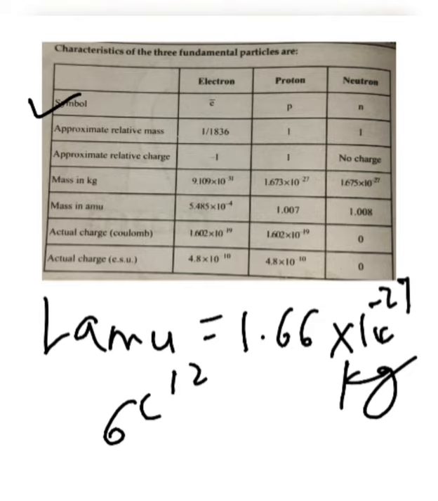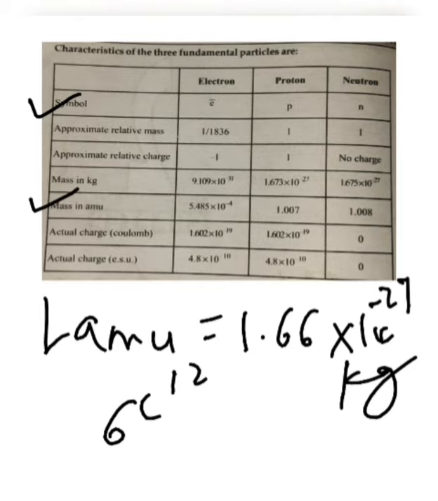Okay, you can observe here this column, mass in AMU. You can see the mass in AMU for electron is 5.485 into 10 raised to minus 4. For proton and neutron, it's almost equivalent to 1 AMU, that is equivalent to the mass of carbon 12. So it is 1.007 in case of proton and 1.008 in case of neutron, to be particular. Okay, so we can say they have approximately equal masses.